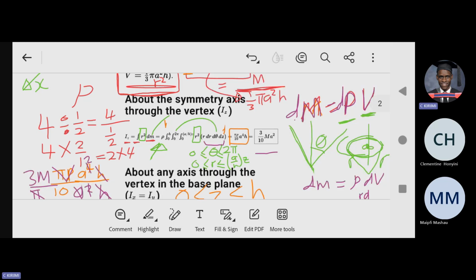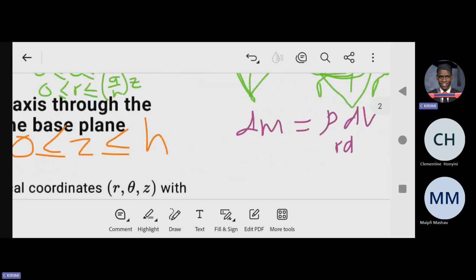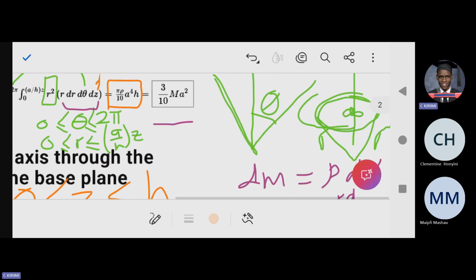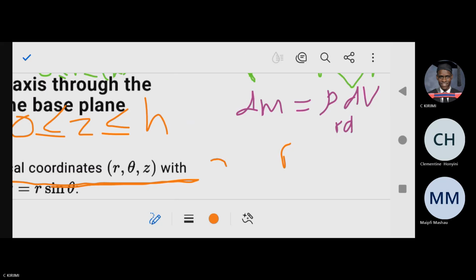What is dv? It's r dr d theta dz. That is the volume element. When I replace dv with r dr d theta dz, you are done at this point. That's how you replace the volume element dv. So whenever you have dv, you always replace it with r dr d theta dz.